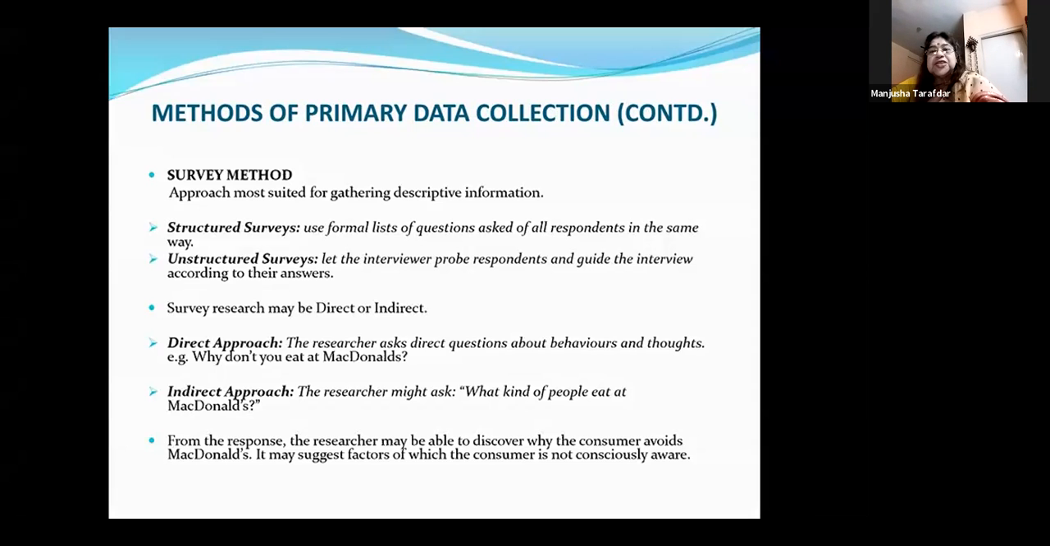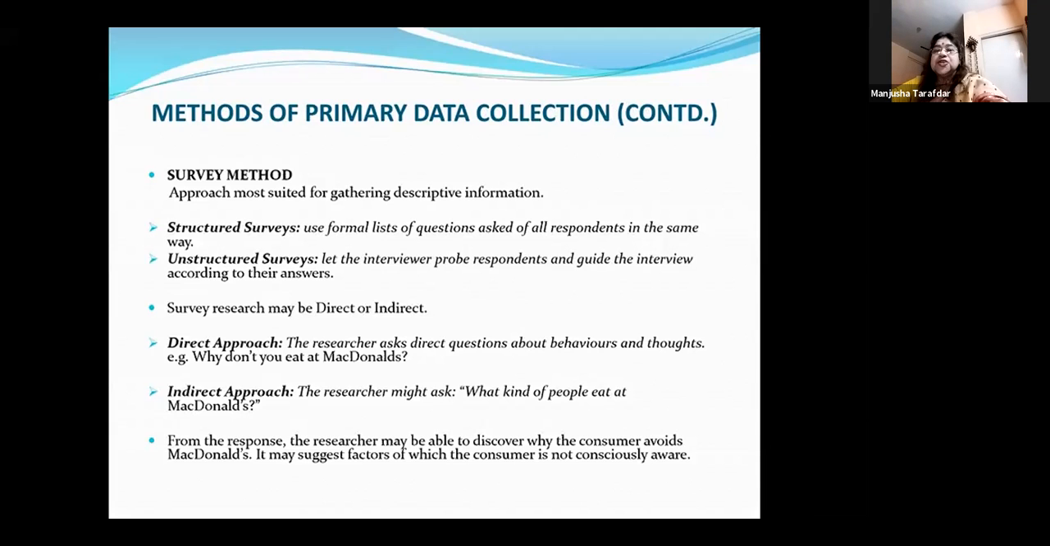And an unstructured survey lets the interviewer probe respondents and guide the interview according to their answers. They are mostly open-ended questions. Flexibility is there, so they are unstructured.